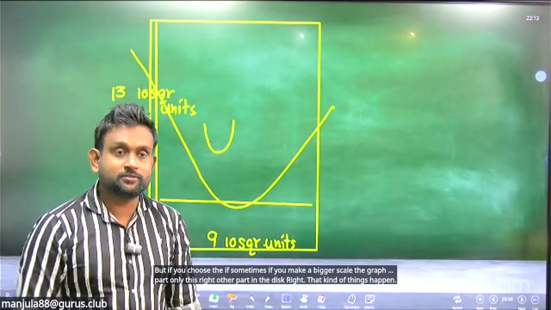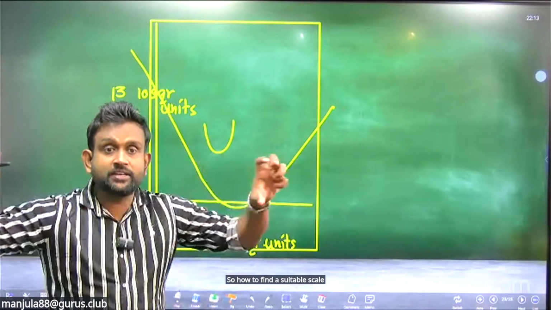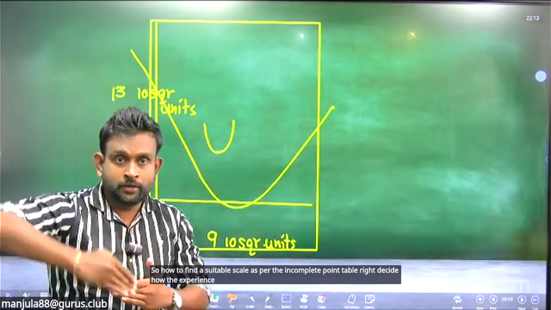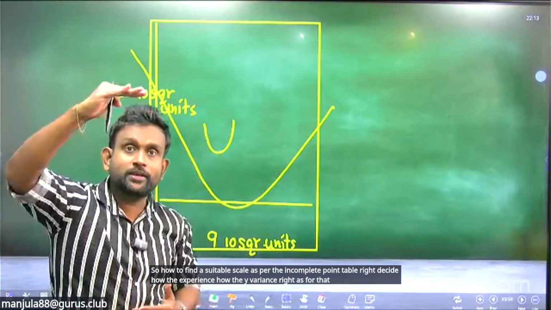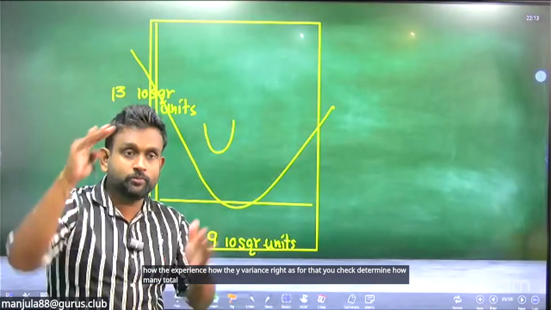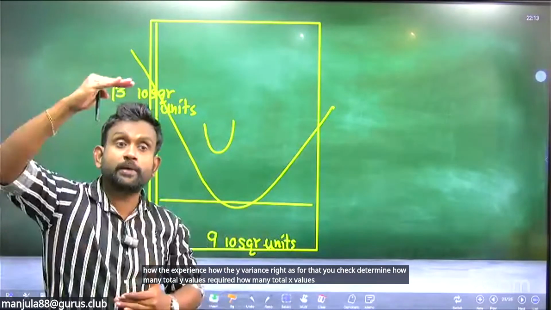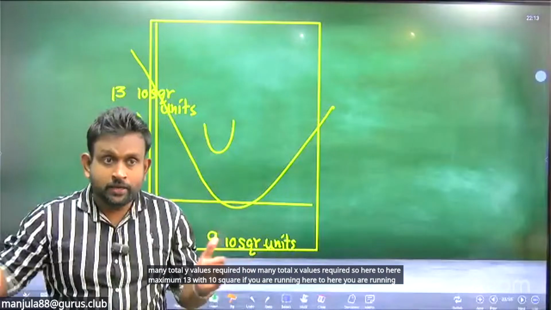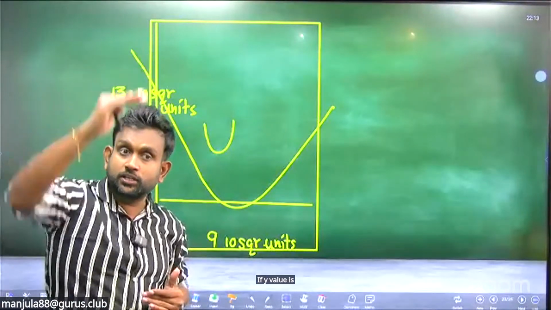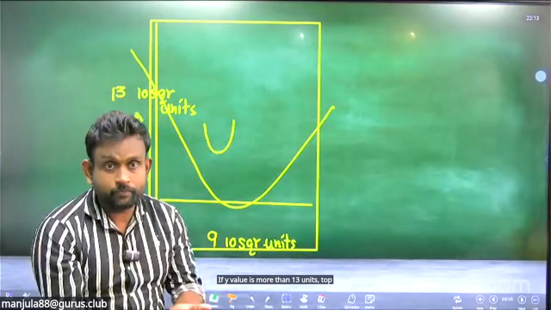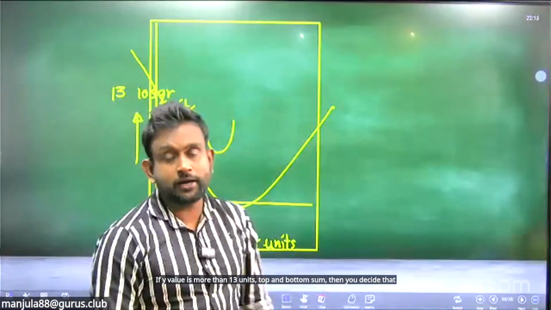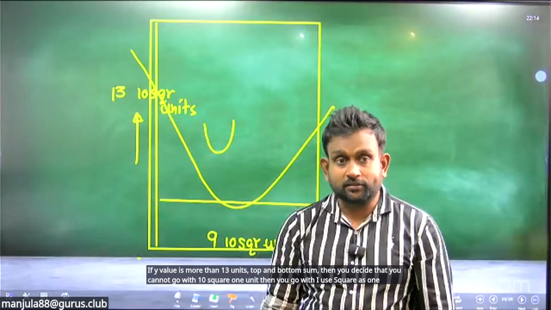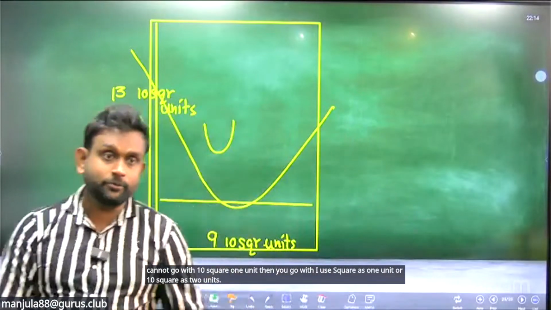So how do you find a suitable scale? As per the incomplete point table, decide how the x values vary and how the y values vary. As per that, you determine how many total y values and how many total x values are required. Here, the maximum is 13 with 10 squares along y, and 9 along x. If the y range is more than 13 units, top and bottom combined, then you cannot go with 10 squares as 1 unit. You then go with 5 squares as 1 unit or 10 squares as 2 units. That is how you decide the scale.